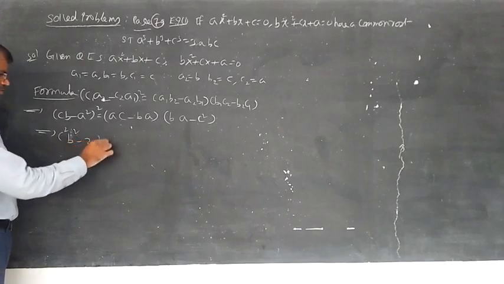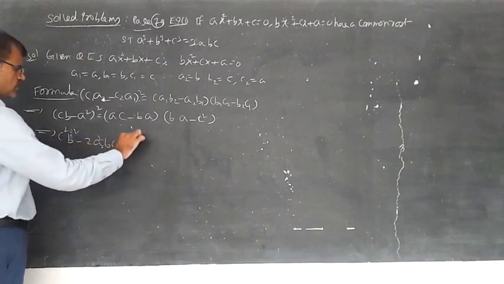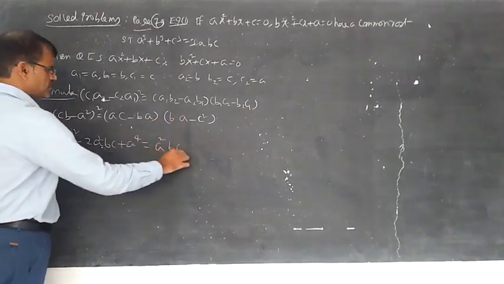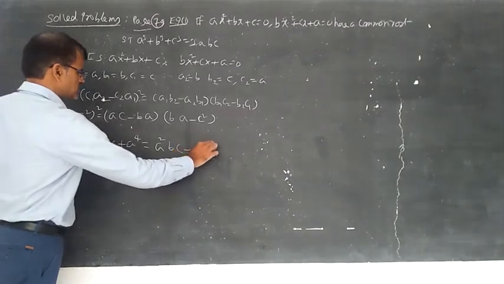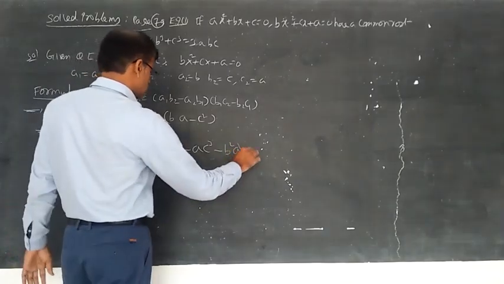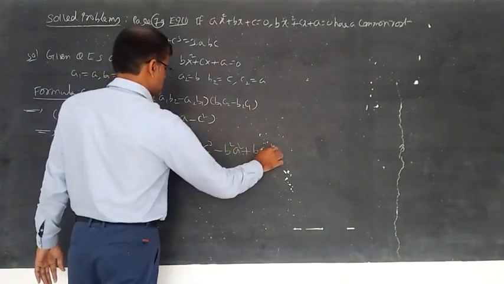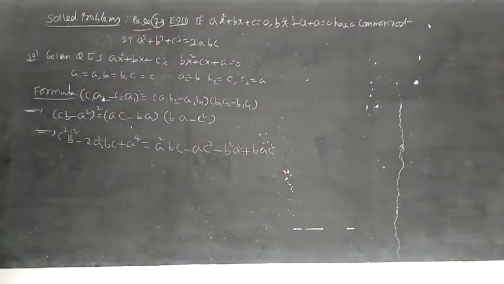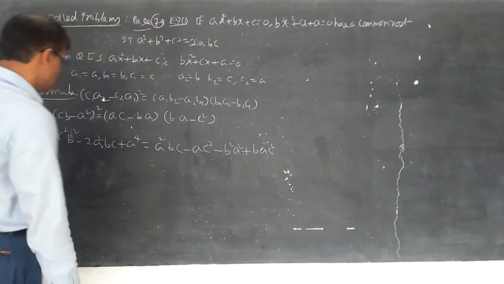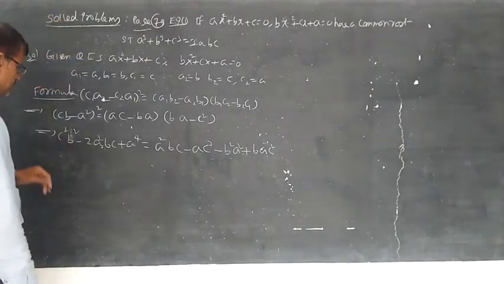minus 2a square bc plus a power 4 is equal to a square bc minus a c cube minus b square a square plus bac square. So on the other side, a square bc minus a cube minus b square square. For everything a common is there, but there is no common here.